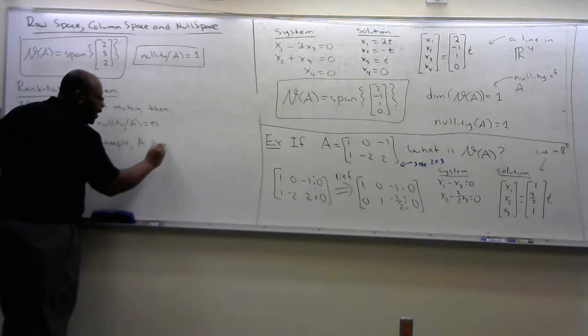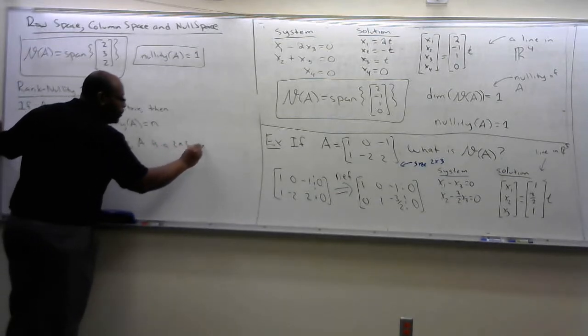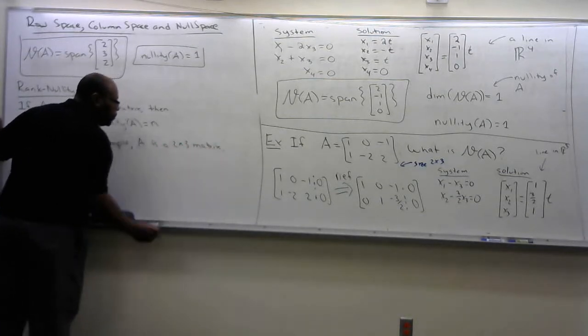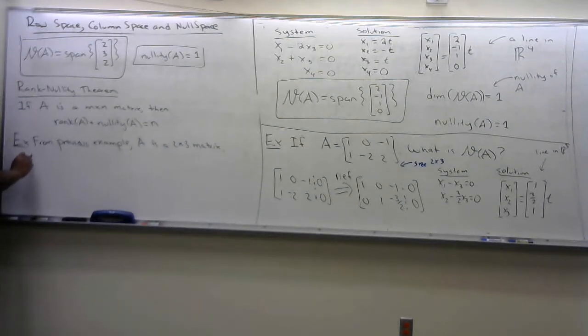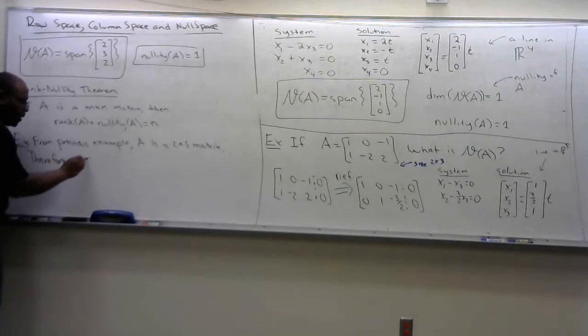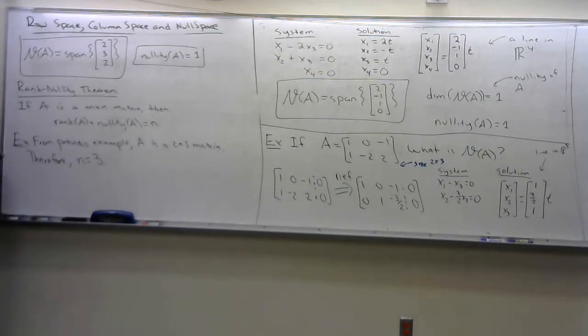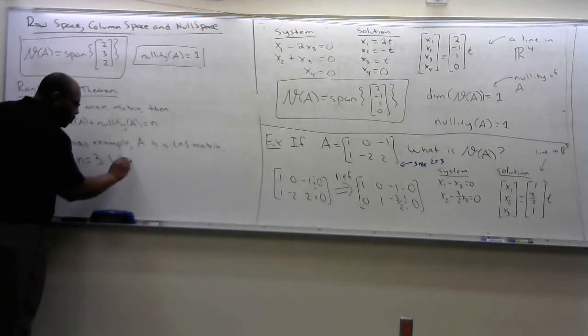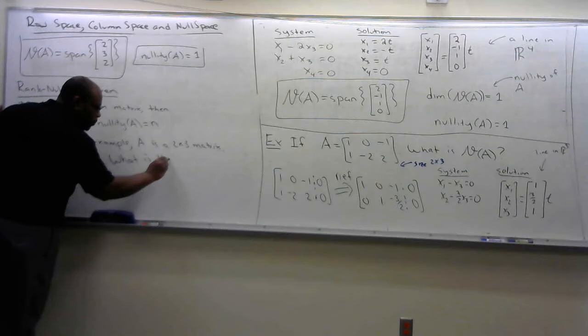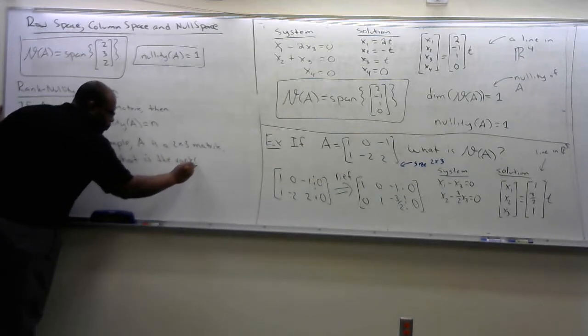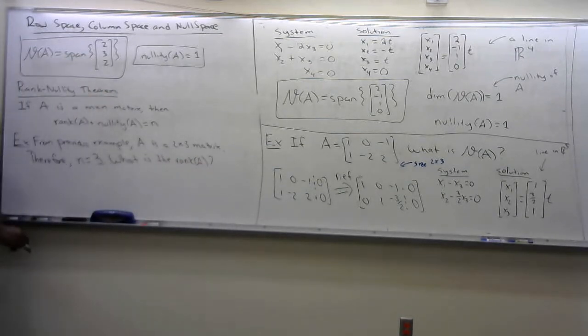A is a 2 by 3 matrix. So that means that n is equal to 3. What is the rank of A? I know that n is equal to 3. What is the rank of A? And you say, Dr. Wesley, how can I figure out the rank of A?